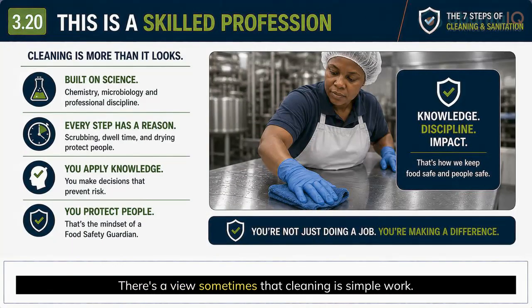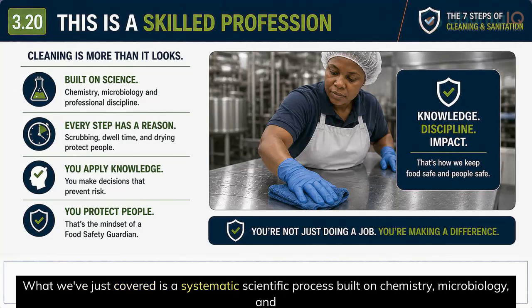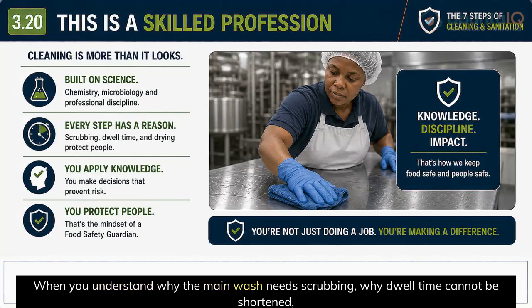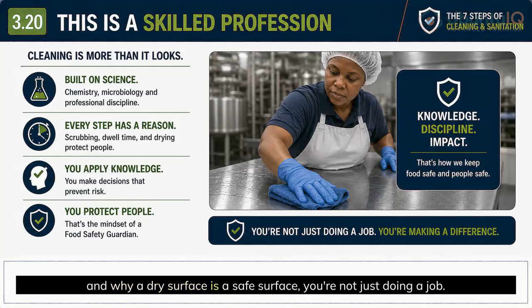There's a view sometimes that cleaning is simple work. This module should have changed that view. What we've just covered is a systematic scientific process built on chemistry, microbiology, and professional discipline. When you understand why the main wash needs scrubbing, why dwell time cannot be shortened, and why a dry surface is a safe surface, you're not just doing a job. You're applying knowledge. You're making decisions. You're protecting people. That's the mindset of a food safety guardian, and it's the mindset this course has been building in you from the very first module.